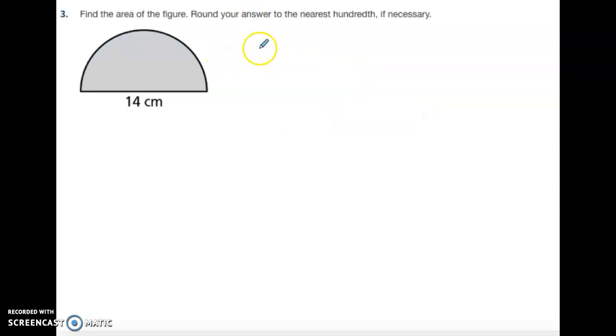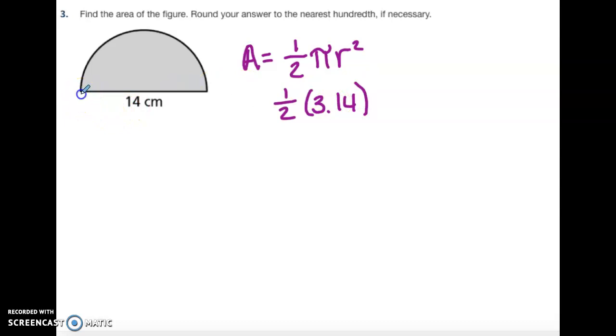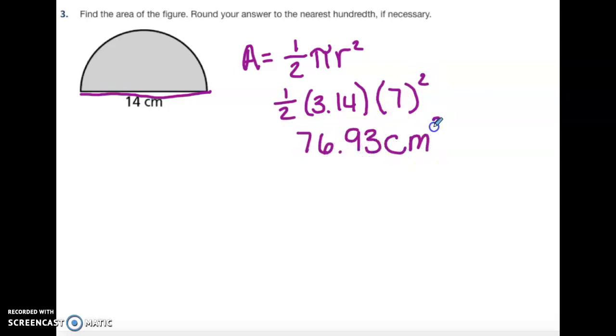Number 3, we want to find the area of the figure. So now we don't have a full circle. We only have half a circle. So we want to use the same area formula, but just for half a circle. So 1/2 pi r squared. 1/2 times 3.14. Now this goes all the way across, which means it's diameter. So to find radius, that's half of the diameter, which is 7 squared. And we get 76.93 centimeters squared.